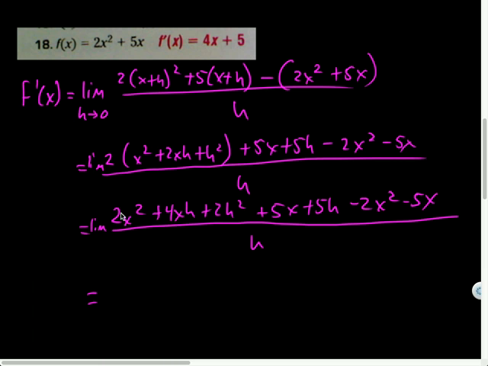So let's see, what do I got? 2x squared minus 2x squared, plus 5x minus 5x. And what I'm left with is 2h squared plus 4xh plus 5h, all over h. Notice that each of the terms in the numerator has an h in it. You could just cancel out an h from all three of those, or you can factor out an h, and I forgot my limit again. Guys, dropping the limits.